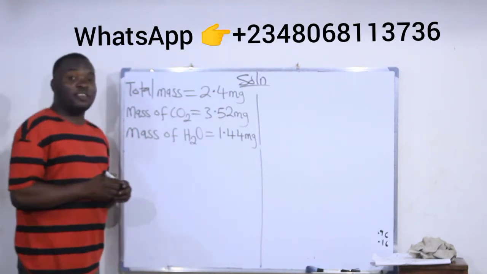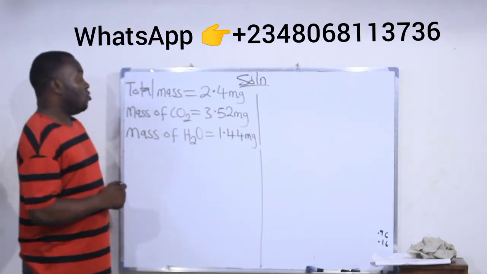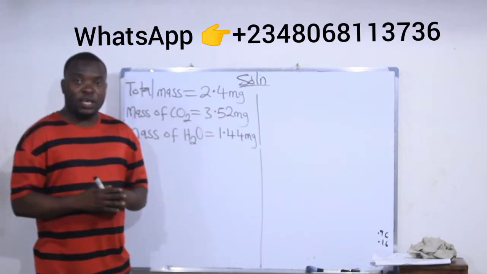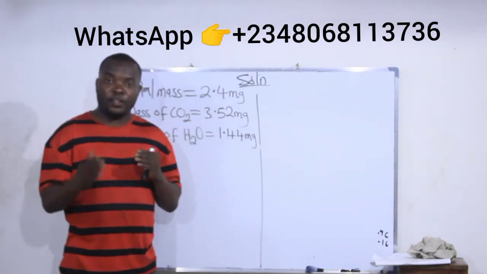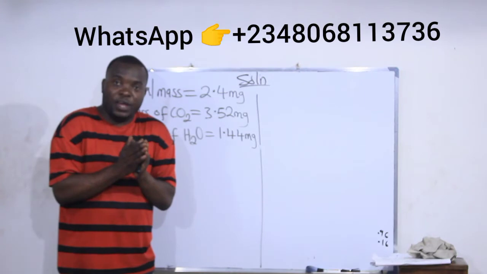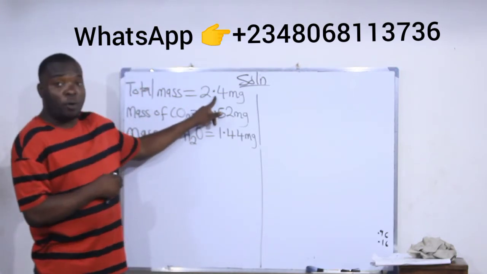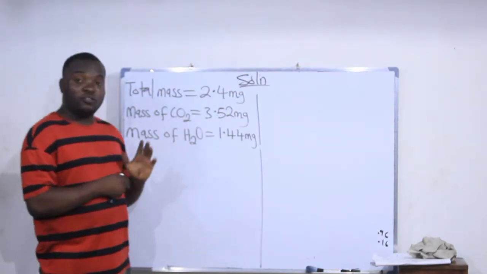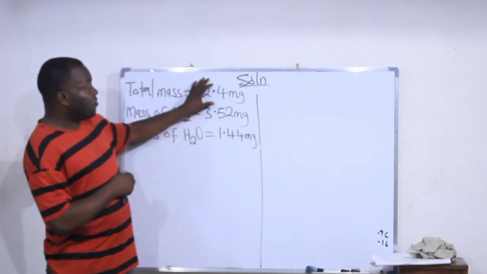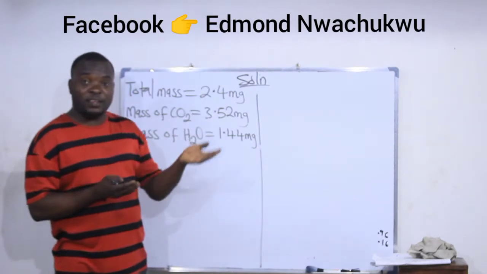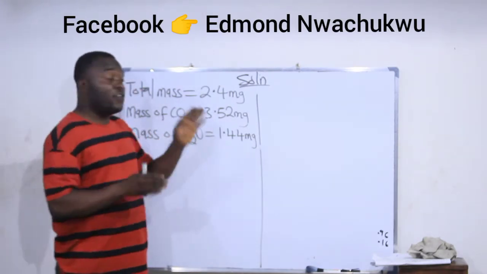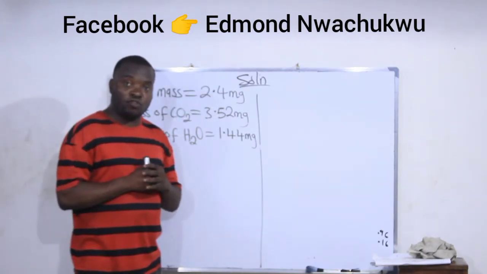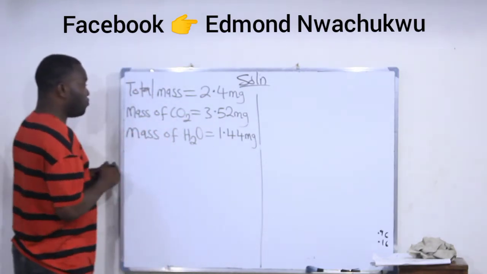Now, since it is an organic compound, we know that carbon will be present, hydrogen will be present. When we find the mass of carbon and the mass of hydrogen, we'll add the two together and check if it is up to the total mass of the compound. If it is up to the total mass, then oxygen will not be present. But if it is not up to the total mass, that is after adding our C and H together, we will use oxygen to make it up. Now let's solve this problem.